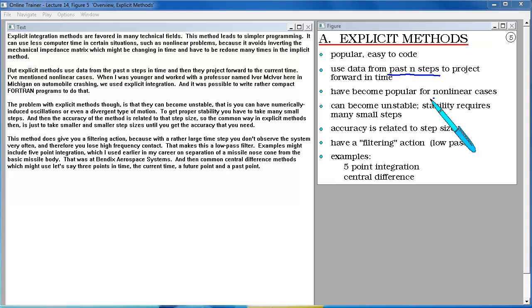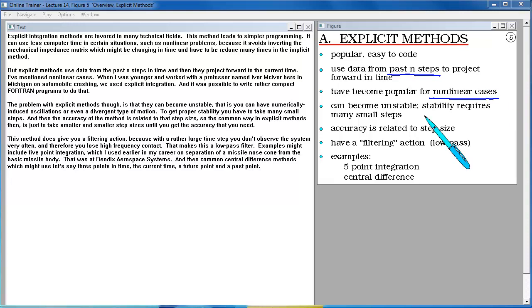I've mentioned nonlinear cases. When I was younger and worked with a professor named Ivor McIver here at Michigan on automobile crashing, we used explicit integration, and it was possible to write rather compact Fortran programs to do that.